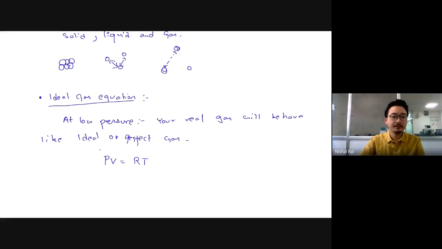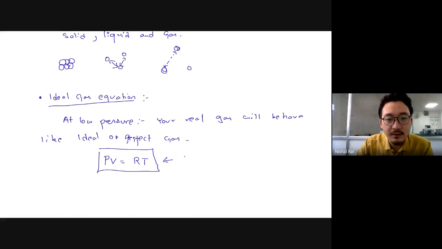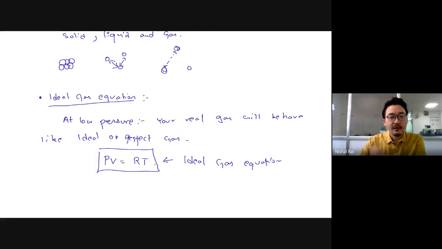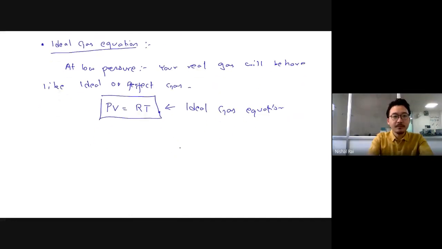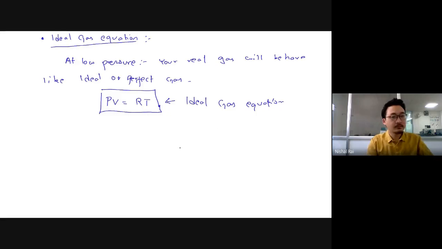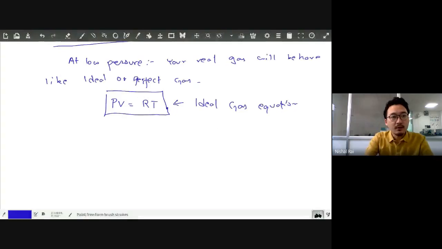Do you know this relation? Ideal gas equation. And this equation is called what here? Ideal gas equation. Clear? The product of pressure and volume is proportional to only temperature. Is it clear or not? Have you all studied about this ideal gas equation? Yes, sir. Okay, then it's fine. So this is your equation which governs your ideal gas.